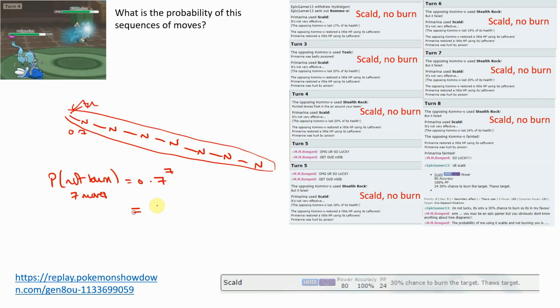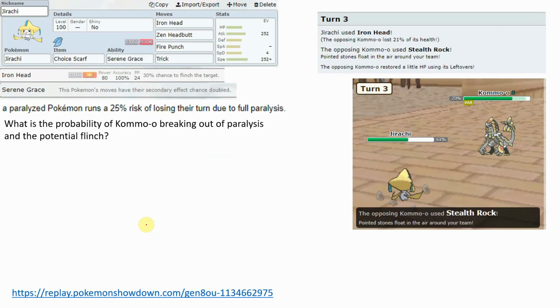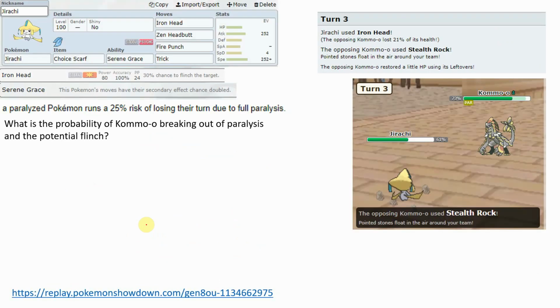And you'll be surprised at how unlucky I was in this game. 0.082. So that was just above an 8% probability or chance of happening, and I hope that never happens to me ever again. Especially when I'm not playing myself and I'm actually playing a real match. Okay, this one and one final one, where we'll watch the battle for that one.